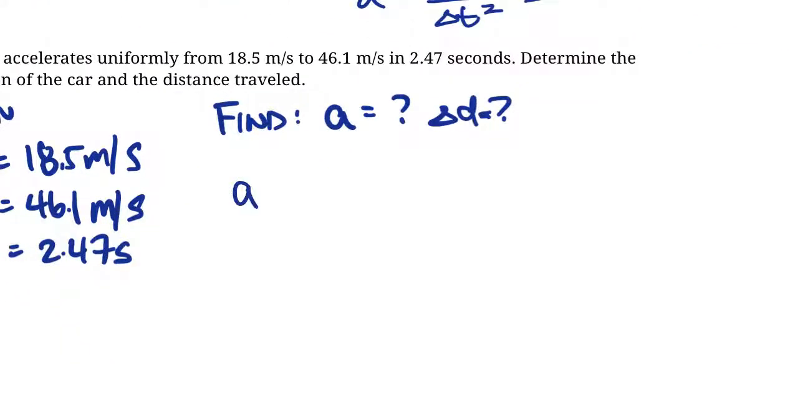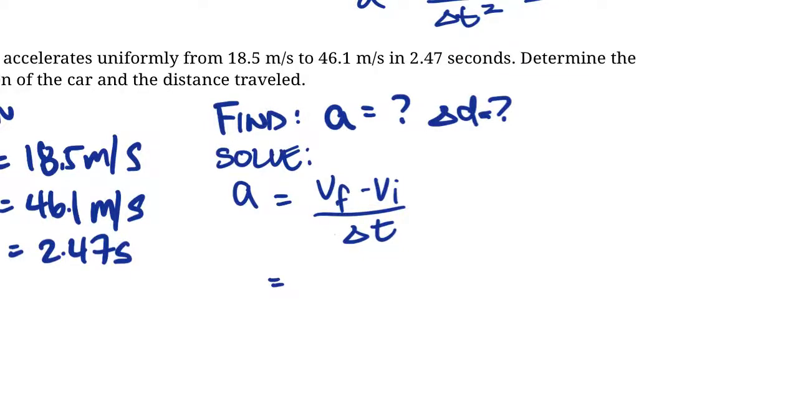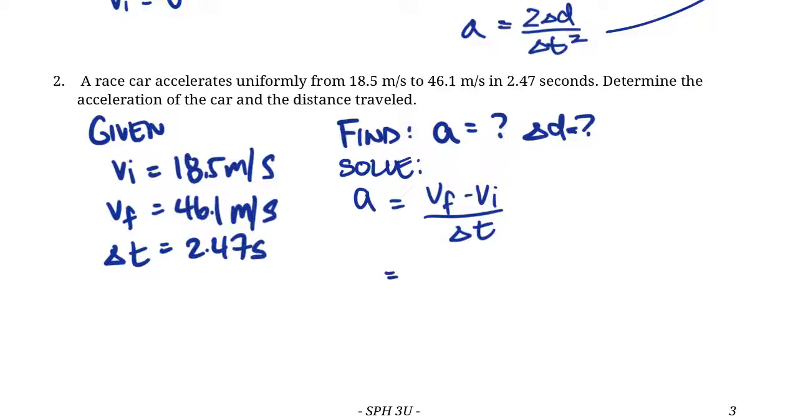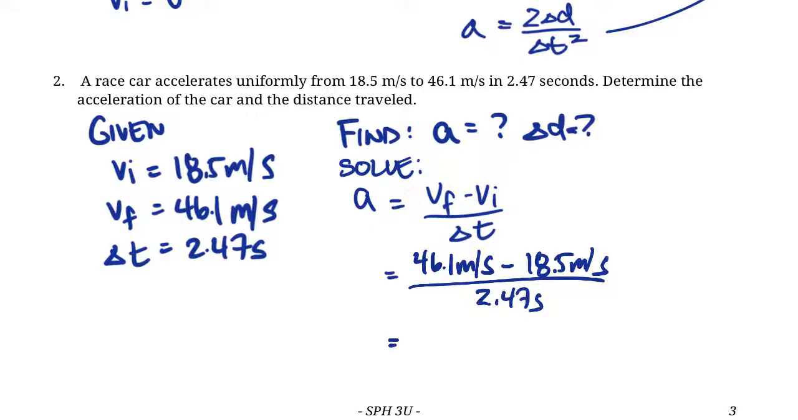So that our acceleration, this is the solution. This is how we solve it. The acceleration is just going to equal V2 minus V1 over delta t. Actually, you know what? I should be consistent in the question, because in the given I put VF and VI, so in the solution I should put VF and VI. So VF minus VI over delta t, right? And our final, so just going over here for a second, our final is 46.1 meters per second minus 18.5 meters per second, all over 2.47 seconds.